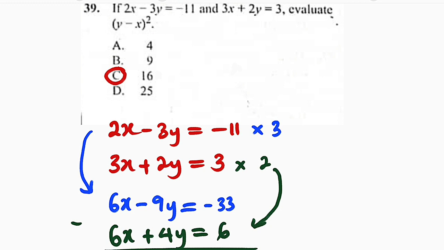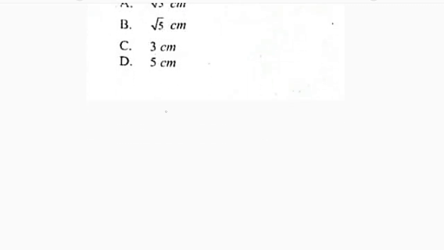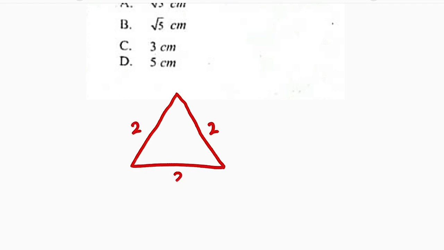And the last question for today, which is question number 40. All right, question number 40 reads, an equilateral triangle has side 2 cm. You know, all the sides are equal. We are asked to calculate the height of that triangle. All right, let us sketch it, something like this. Okay, if this is 2, this is 2, this must be 2.